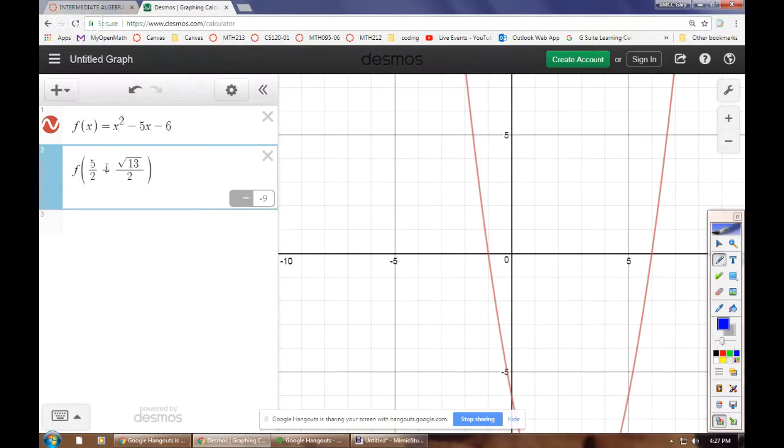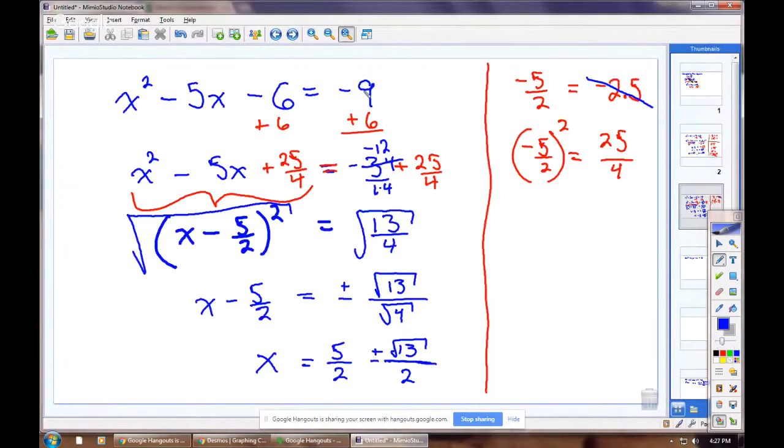Desmos says when you plug in 5/2 plus the square root of 13 over 2, you get -9, which is exactly what I'm supposed to get according to my original equation. So one of these answers checks out. If the plus checks out, the minus will check out. Just another note on this: since I have a common denominator, I could also say everything is over 2, and I get 5 plus or minus the square root of 13.